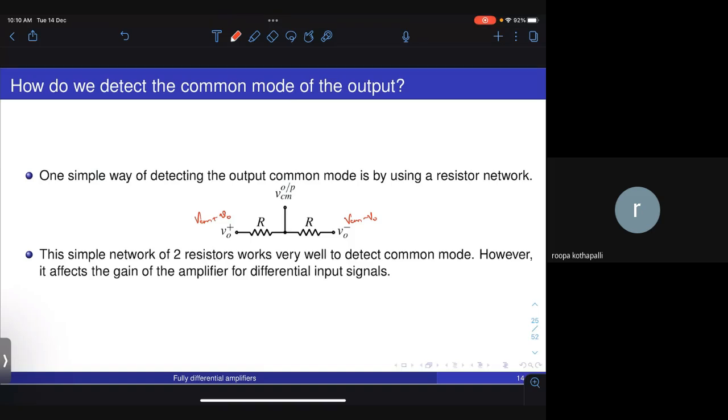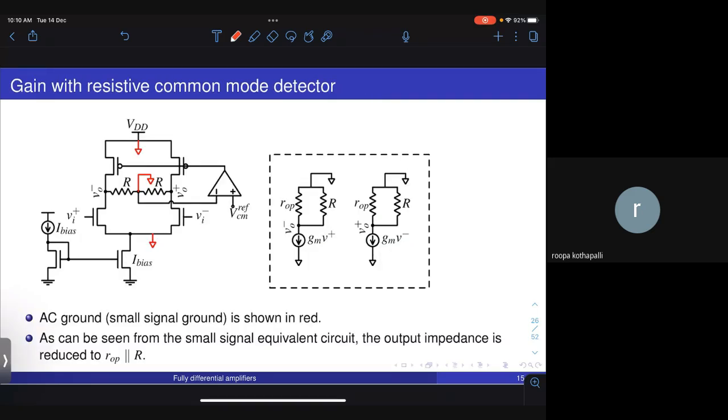However, if you use two resistors like this, then these two resistors will load the output and it will reduce your gain for the differential input signals. Let us see how that happens. So this is the circuit that we have: the simple differential amplifier with current source loads. I am using two resistors to detect the output common mode and comparing it with a reference to drive it in a negative feedback.